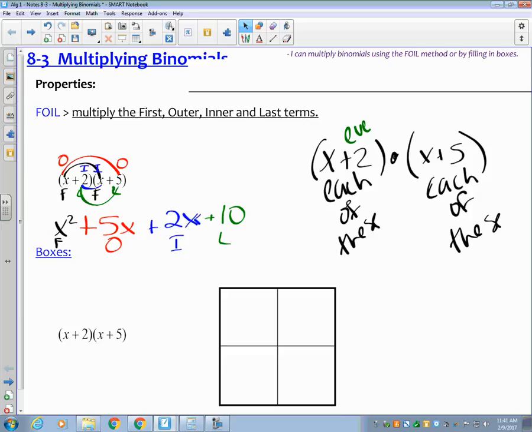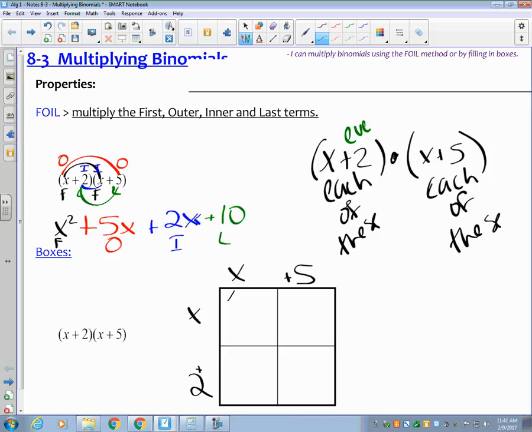We can also use the box method. It works fine as well. I know Markham is super big on box method because we do it all the time at my house. Okay, so box method looks like this. You put the x and the 2 from your first one on your box, and you put the x and the 5 from your second one on top of the box. It doesn't matter who goes on what, as long as you get them both written down.